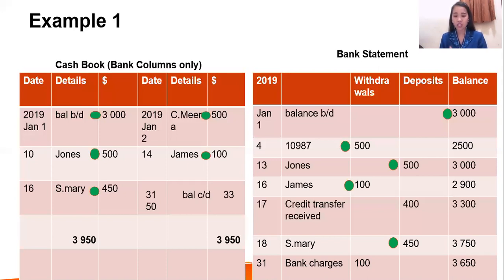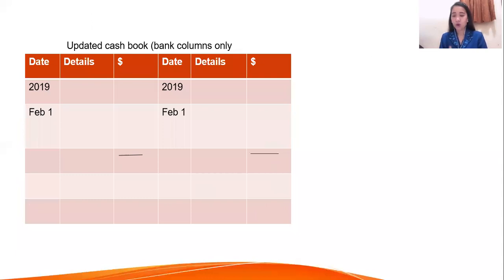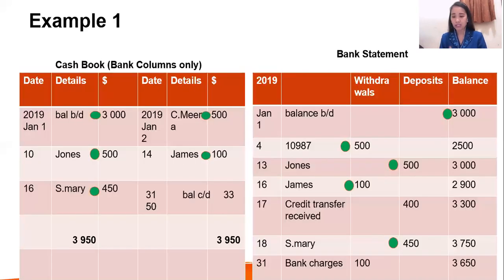Here, bank charges are withdrawals, or they decrease our money, so they are put on the debit side of the bank statement. Remember, if we put a transaction on the debit side of the bank statement, it means the credit side of the cash book. It means it decreases the cash book. Let's take a look. In order to update our cash book, the first thing we must know is the balance. So we put the balance carried down in here.